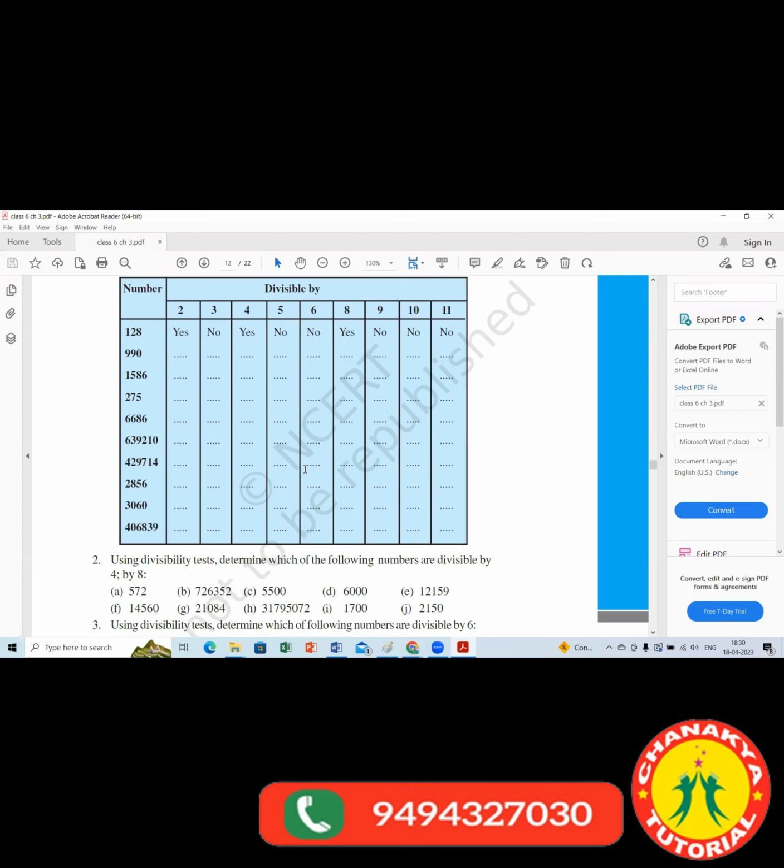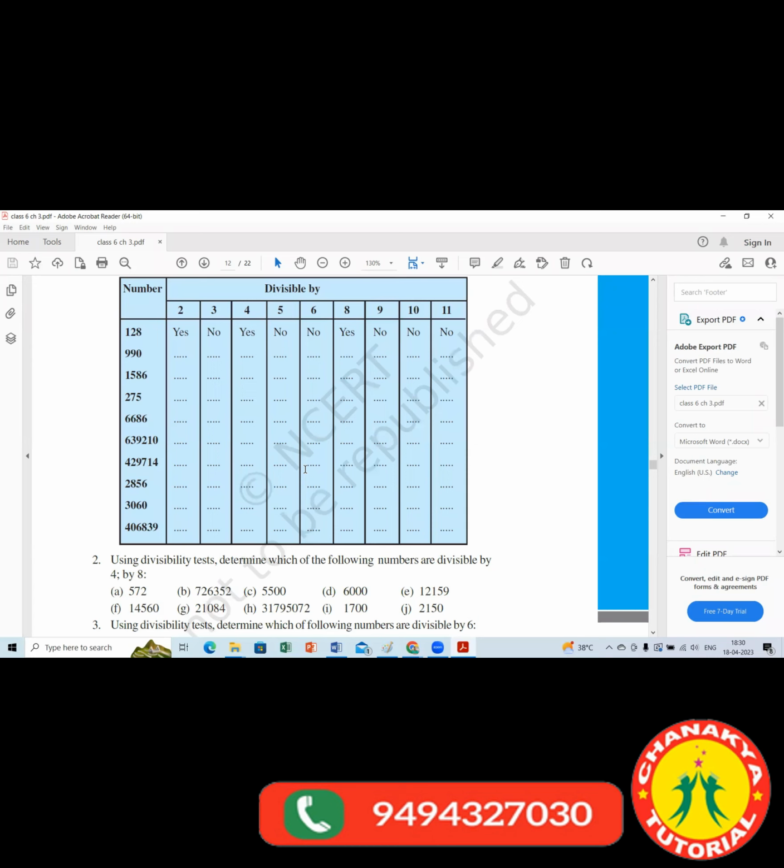Okay, then go with 9. Ma'am, 9 is the same as 3. You have to do the sum of the digits. The sum of digits is 20, as you already said. So will 20 come in the 9 table? No, ma'am, it won't come in the 9 table. Then what about 10? Ma'am, the rule is that the unit place should be 0. Here it is 6, so it is not.